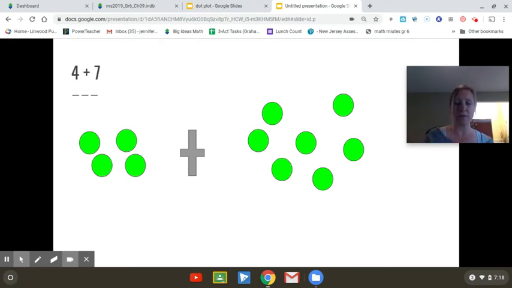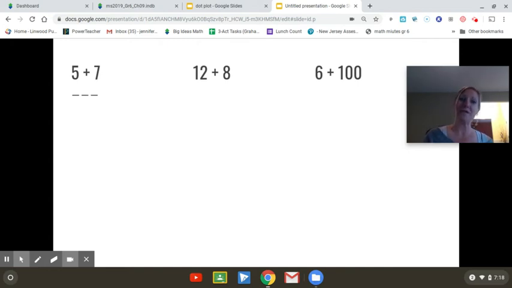Okay, easy. 5 plus 7 we already know is 12. 12 plus 8 is 20. And 6 plus 100 is 106. Okay, so all of these are positives. We're going farther to the right on the number line, and it's remaining positive values. But what happens when we start to have negative values, a twist a little bit?